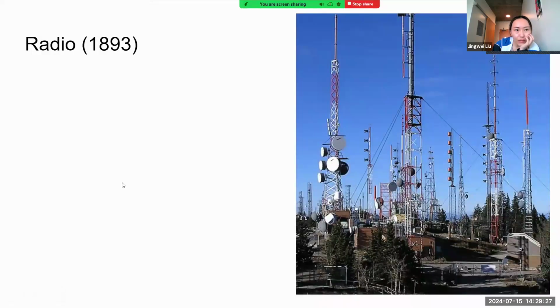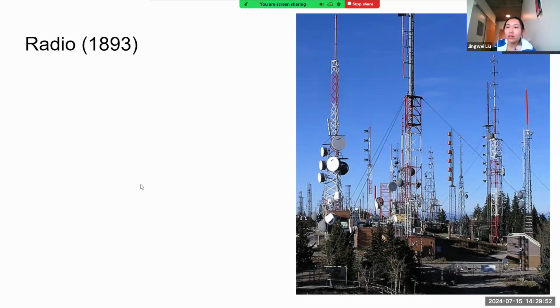Okay, so this is a brief introduction to the jukebox, how it's made and how people use it. So after the jukebox, now I want to introduce you to the technology called radio. Radio is a very important technology.